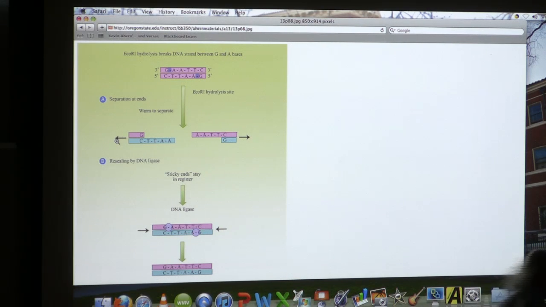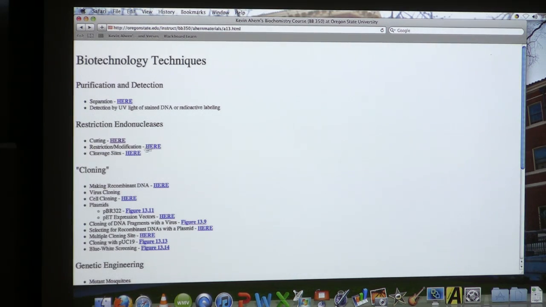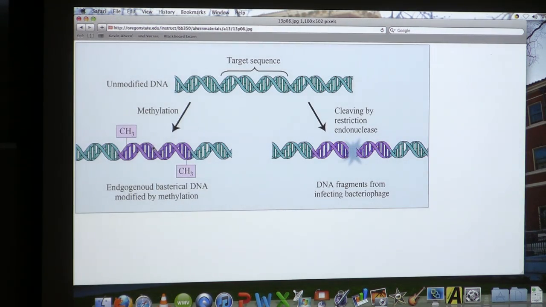What you've just seen: you've seen a restriction enzyme, you've seen a ligase, and now you've made a recombinant DNA molecule. Bang, bang. That's simple. It was the first thing that attracted me to molecular biology, being able to make that molecule.